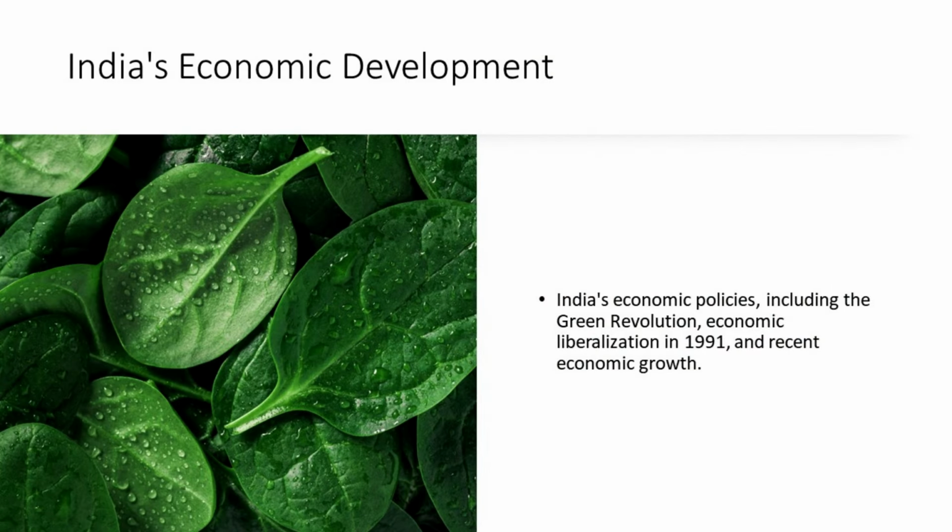Slide 6, India's economic development. India's economic journey after independence saw several transformative phases. The Green Revolution in the 1960s and 1970s revolutionized agriculture, significantly increasing food production and ensuring food security for millions. This period of agricultural modernization transformed India from a food-deficient nation to one of the world's leading producers.